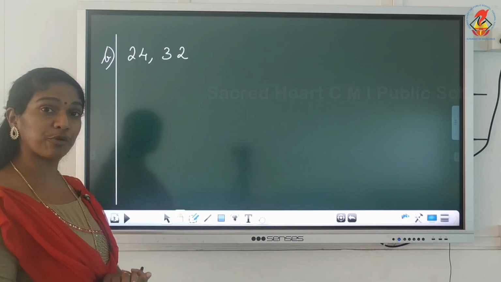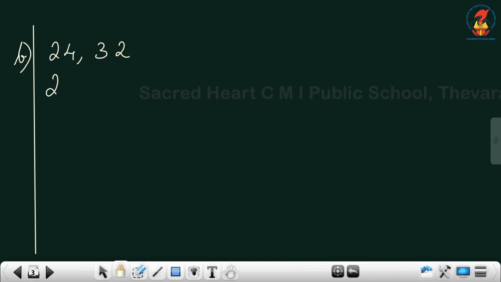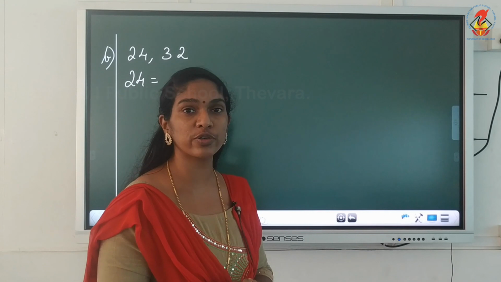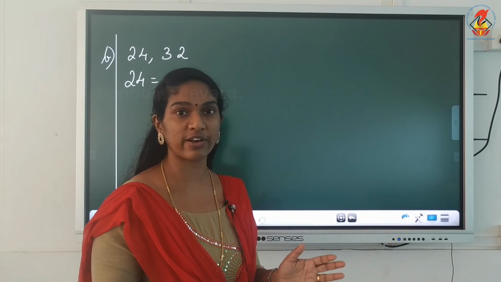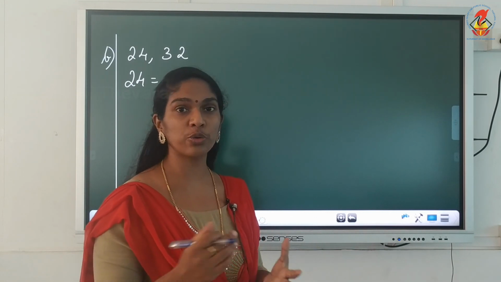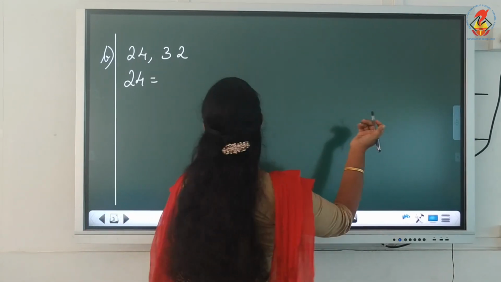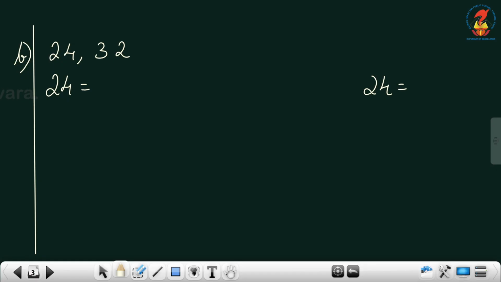I will show you more questions. Now coming to 24 and 32. First you have to find the prime factorization of 24. We will do it in the rough column. How can you split 24, children? There are different ways to split, right? You can write either 3 into 8 or 4 into 6. Now I will take 4 into 6. 24 I can write as 4 into 6.